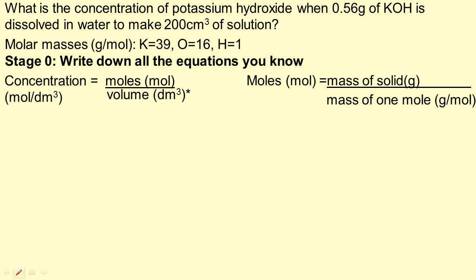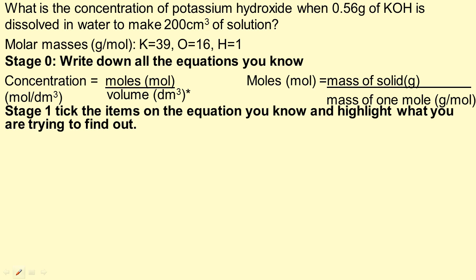So in the question, it gives you the mass of a solid. It also gives you the volume. It gives you the molar masses. So from KOH, you can work out the mass of 1 mole of potassium hydroxide. And what we're trying to find is the concentration. Now, as we have a mass of solid and the mass of 1 mole, we can work out the number of moles, and we can use this value in combination with this equation here to do moles divided by volume in decimeters cubed to work out the concentration.